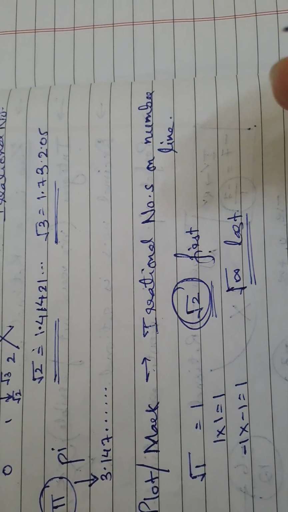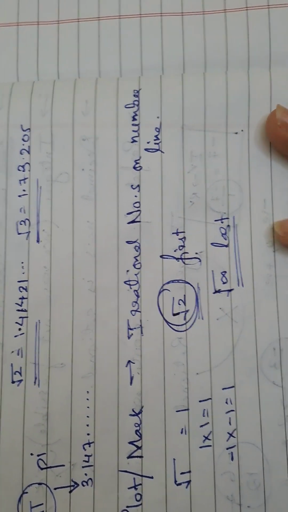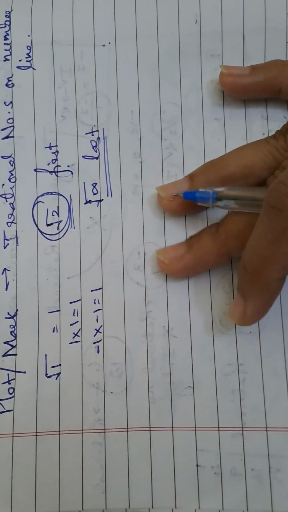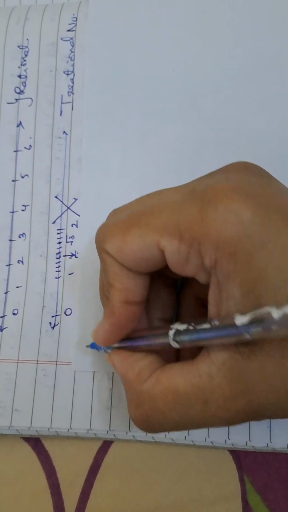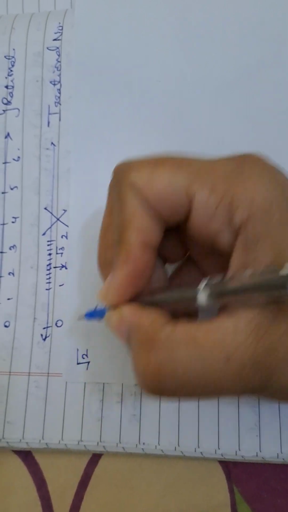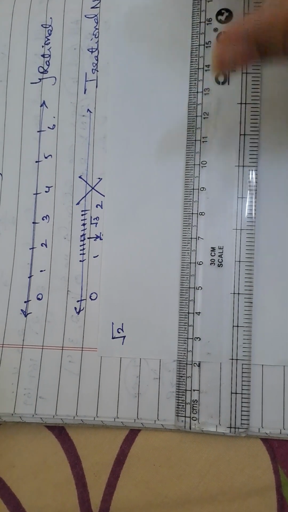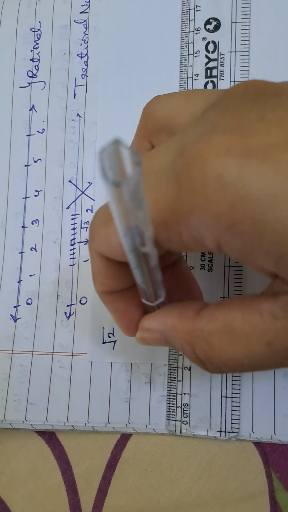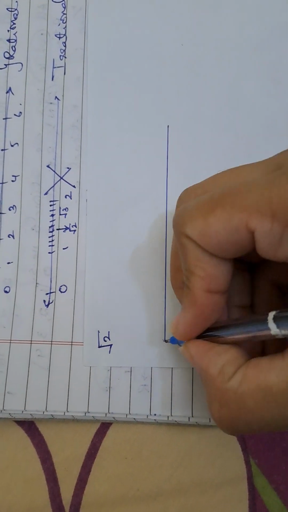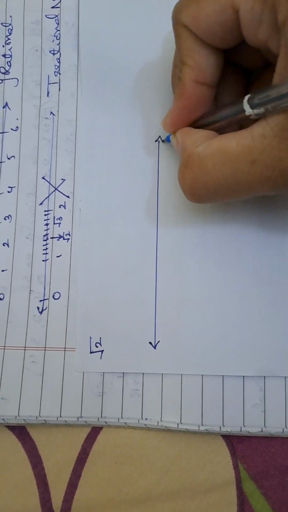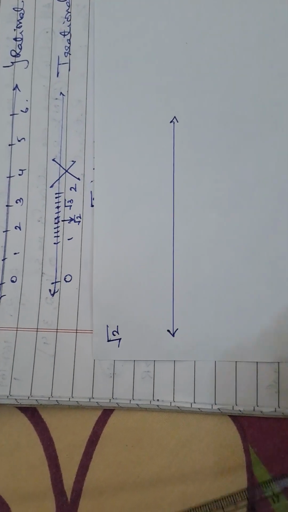Now since this is the first irrational number, we are going to mark it on the number line. I'll do that process on a plain sheet of paper so that it's clearly visible to us. So I have root 2 that has to be marked on the number line. For that, I am drawing a line. A small line would be enough. Just mark your values, because this root 2 is a positive number.